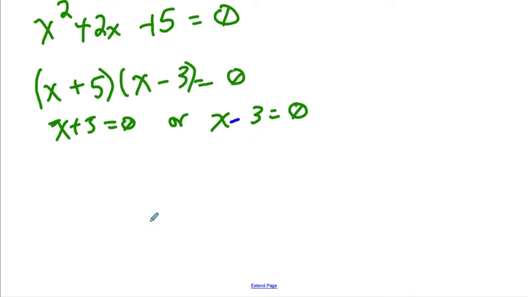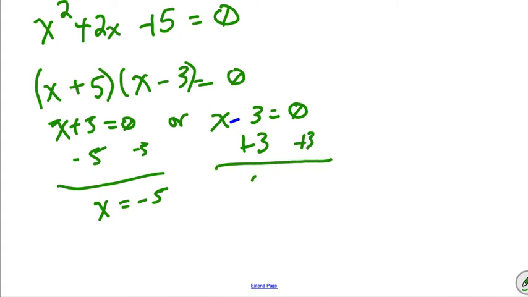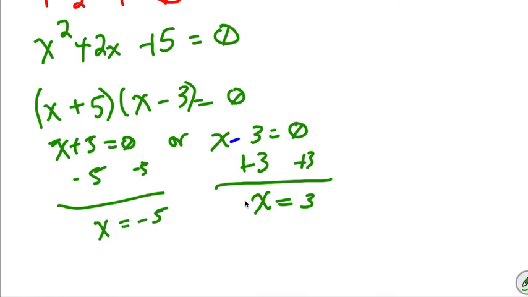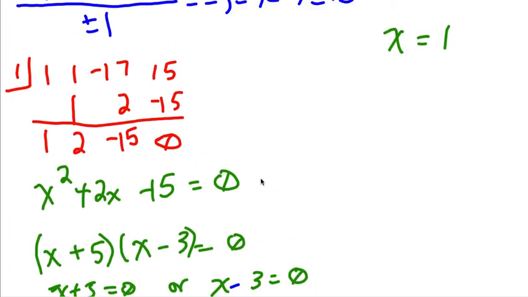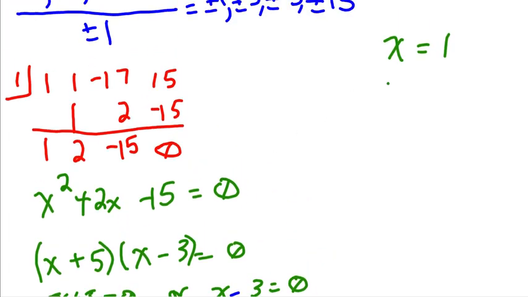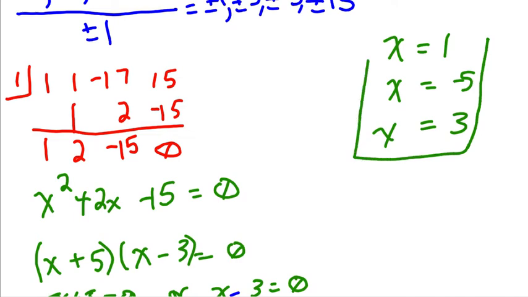There we go. We'll subtract 5, so we end up with x equals negative 5. Over here, add 3, x equals 3. So we end up with 3 rational roots here. And again, you could have done synthetic division with any one of those 3 and still ended up with a correct answer. You would have just ended up with different finishes to the problem, but they still would have all given you the same answer. So x equals negative 5 and x equals positive 3. These are your 3 rational roots.